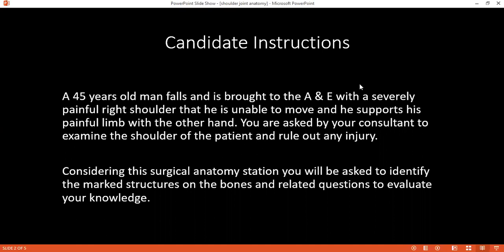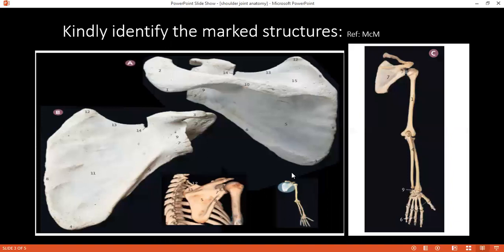Right. So if you have read and understood, well, just fine. And considering this surgical anatomy station, kindly tell me if you can identify the bones that you're looking at in front of you.